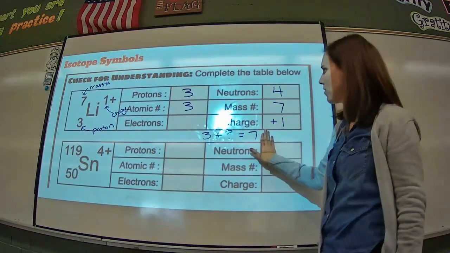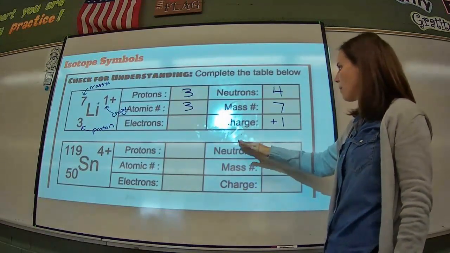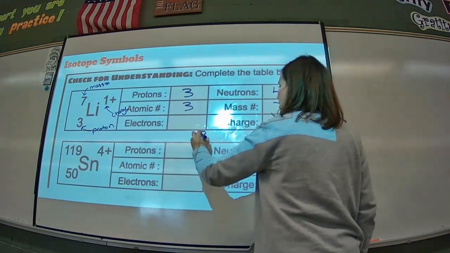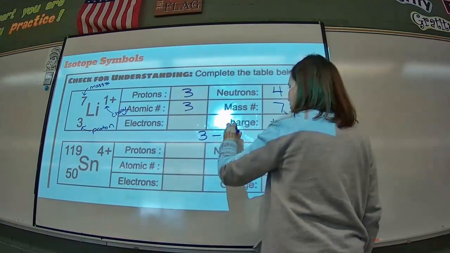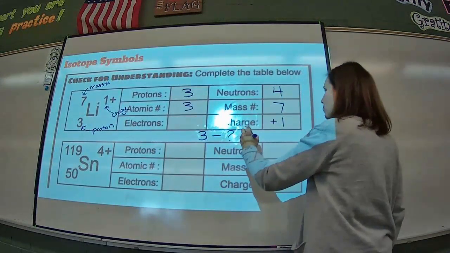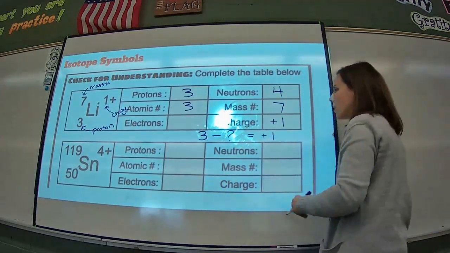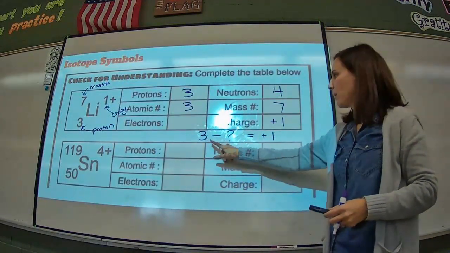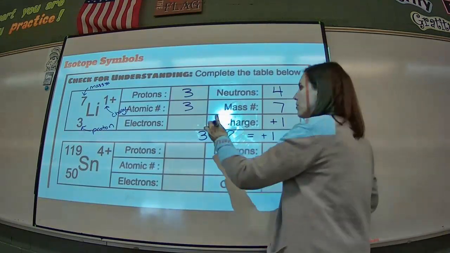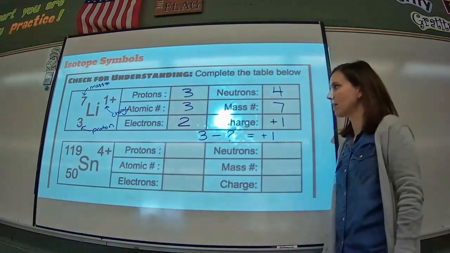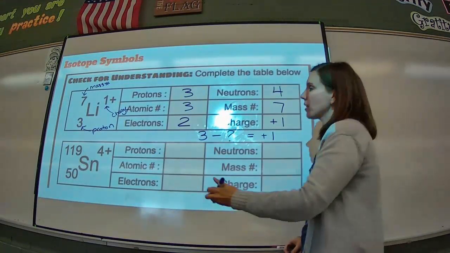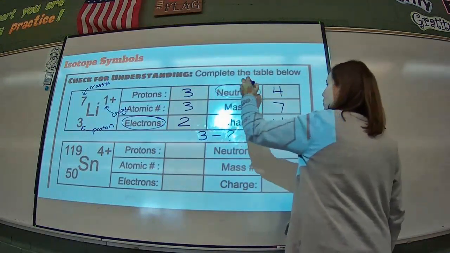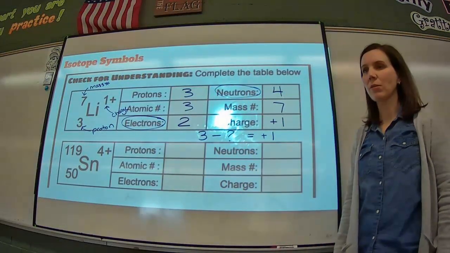Okay, so let's take a look. The last thing we have to do is charge. And we remember that charge is equal to protons, and we have 3 protons, minus our number of electrons. So we're going to try and figure out what the electrons are, equal our charge. And our charge is positive 1. So 3 minus what gives us positive 1? So 3 minus 2 would give us positive 1, which means we have 2 electrons. So you're always going to have to do math for the electrons, and you're going to have to do math to get our number of neutrons when looking at our isotope symbol.